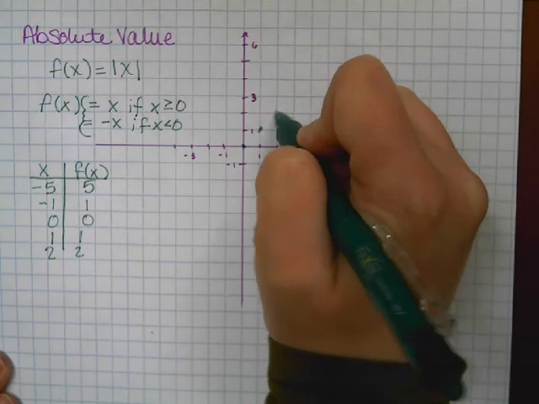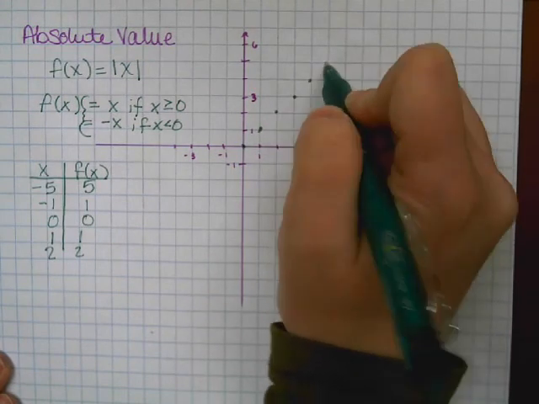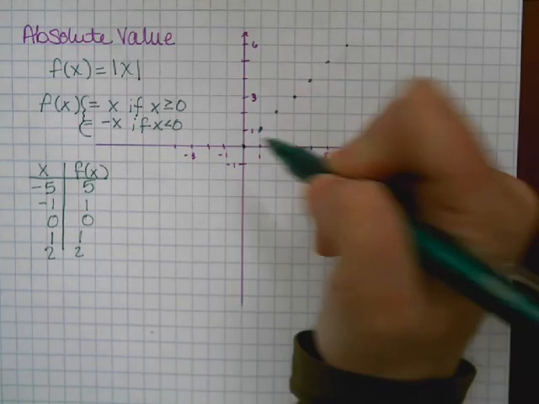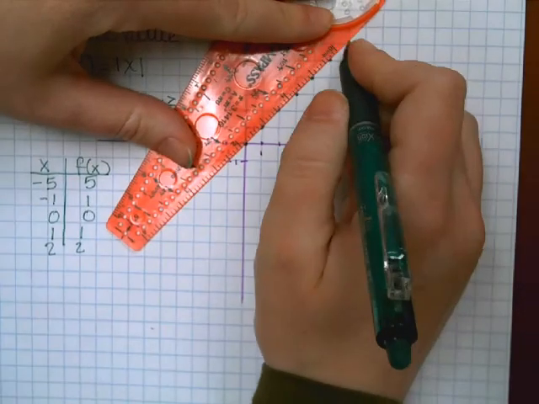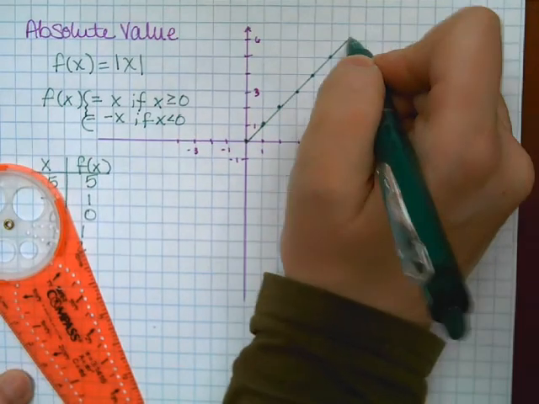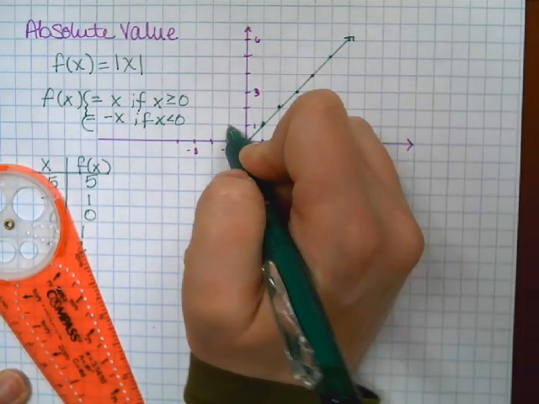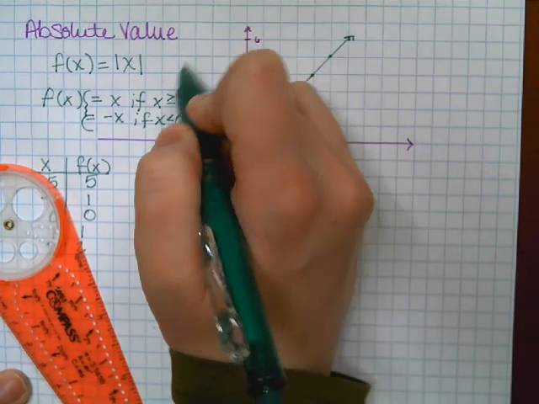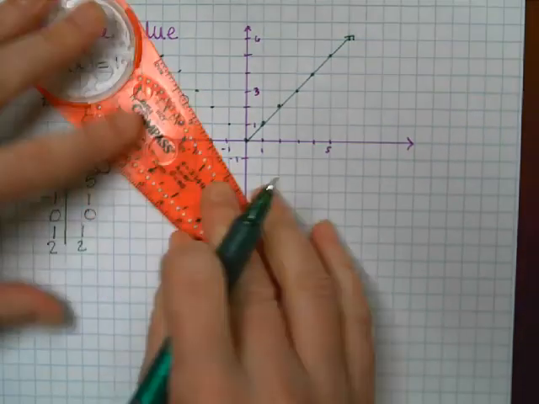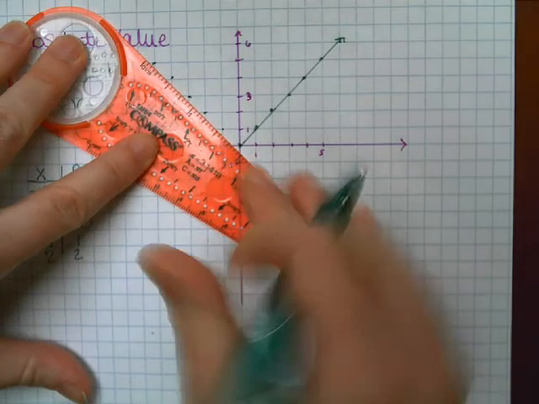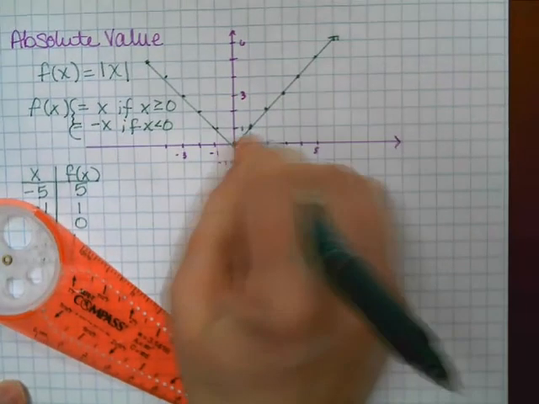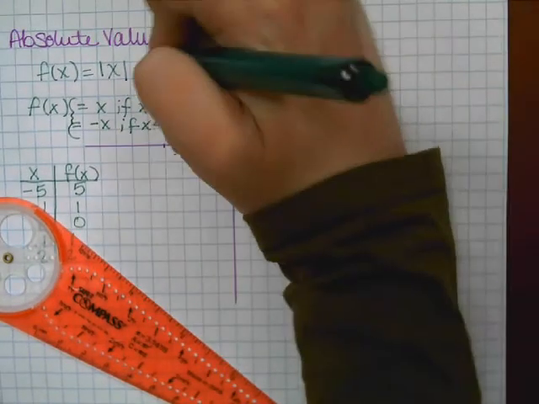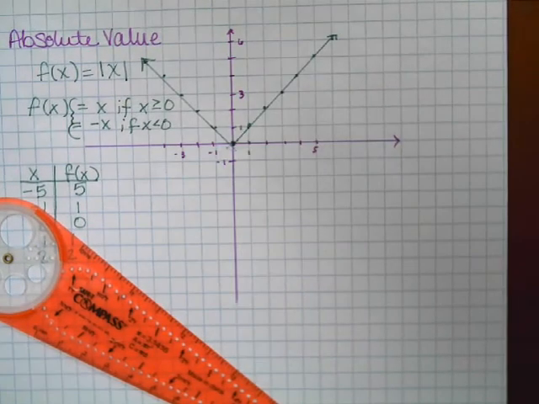So we have a graph that is a line with slope of 1 and a y-intercept of 0, this direction. And on the other side, it's a line with a slope of -1 coming in this direction. All right, and those should meet here. It shouldn't pass. There we go. All right. So that's the absolute value function. It looks like a V.